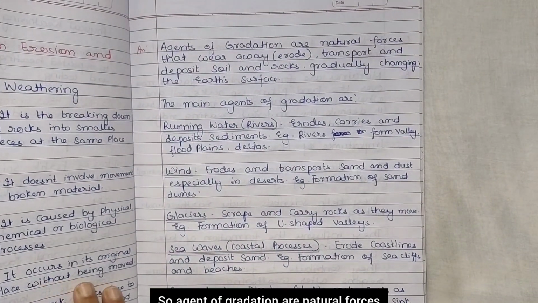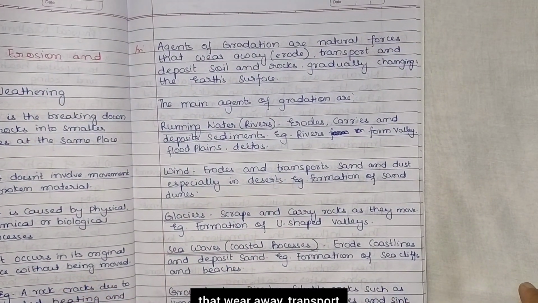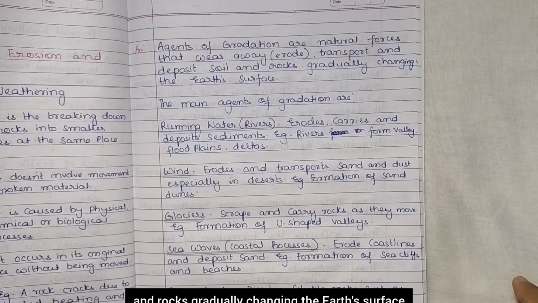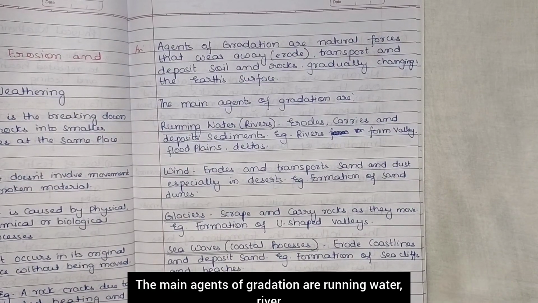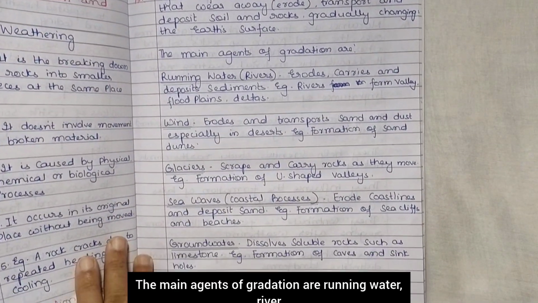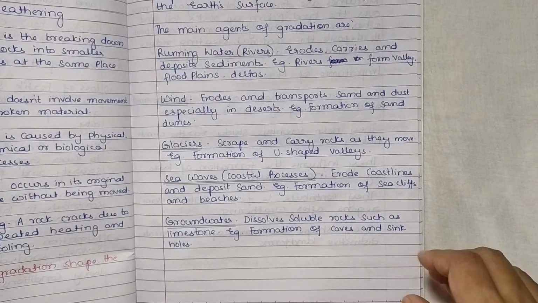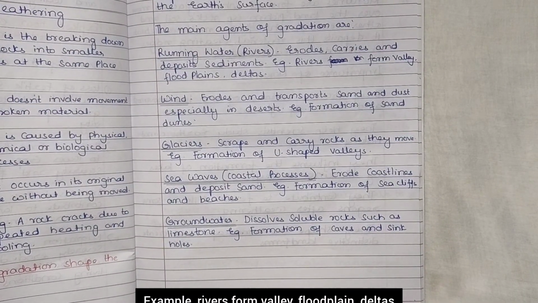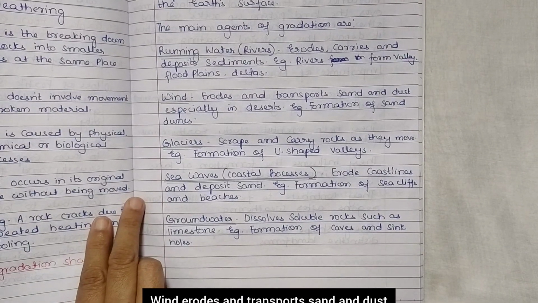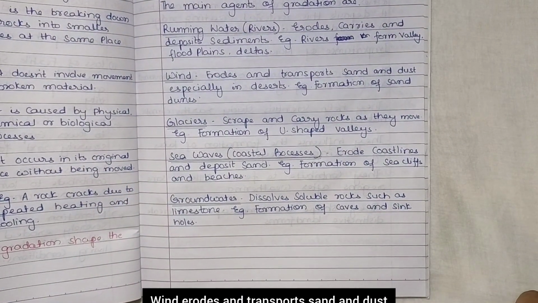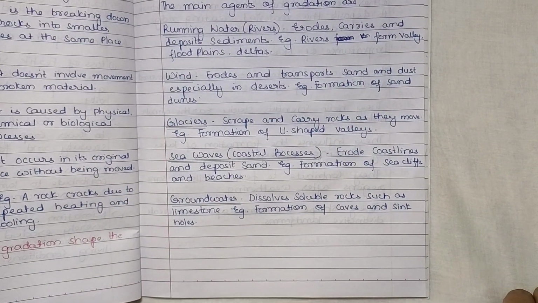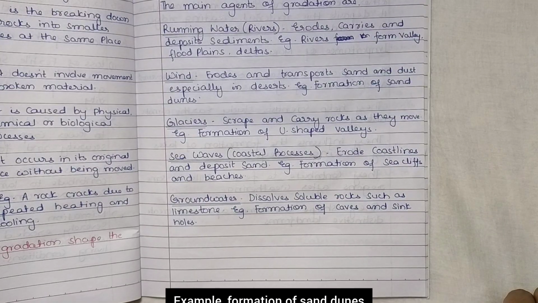Question number 7 is, how do agents of gradation shape the Earth's surface? So agents of gradation are natural forces that wear away, transport and deposit soil and rocks, gradually changing the Earth's surface. The main agents of gradation are running water: a river erodes, carries and deposits sediment. Example, rivers form valleys, floodplains, deltas. Wind erodes and transports sand and dust, especially in deserts. Example, formation of sand dunes.